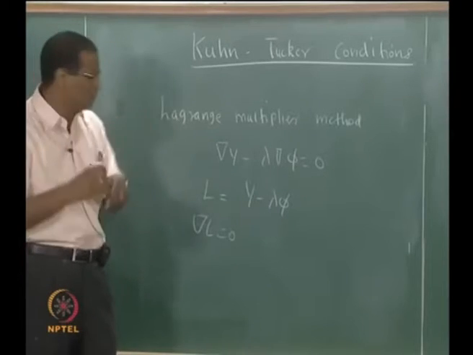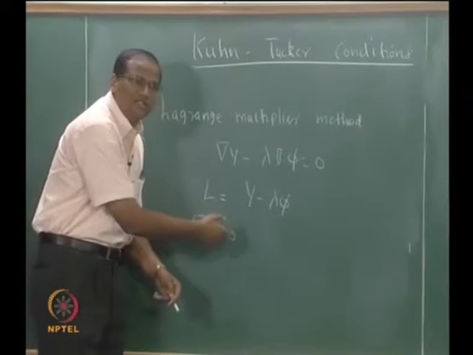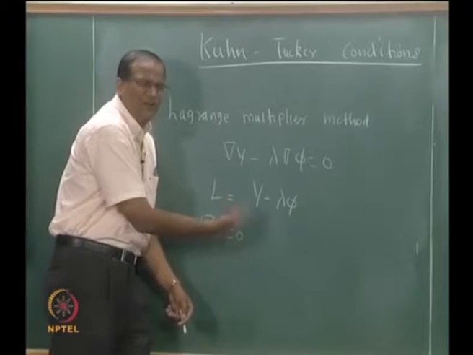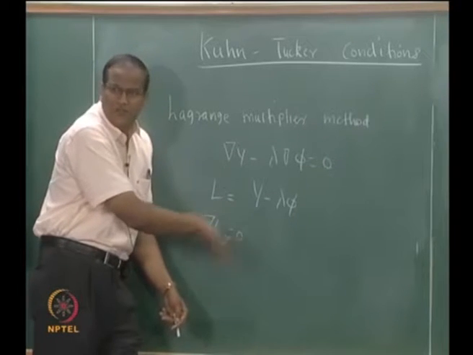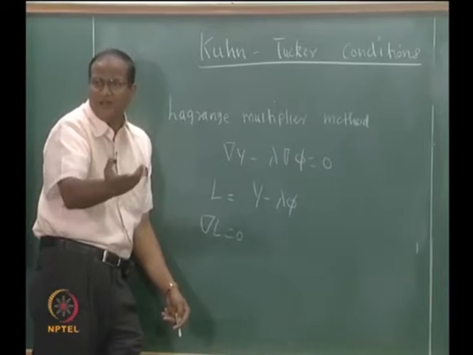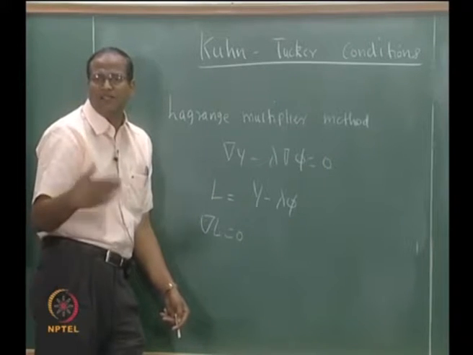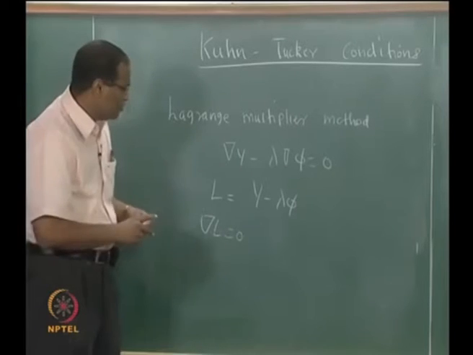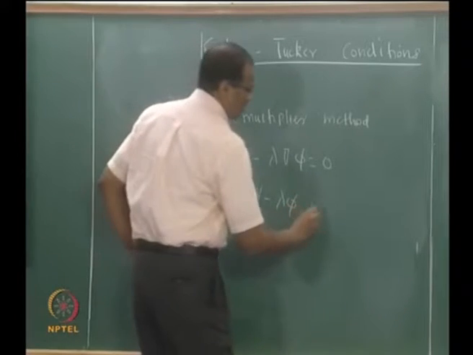But because we do not want to do that exercise, apart from making del L equal to 0, we also add phi equal to 0 and solve the n plus m resultant equations to get m Lagrangian multipliers and n values of x1 to xn, right. So this L is called the Lagrangian function.